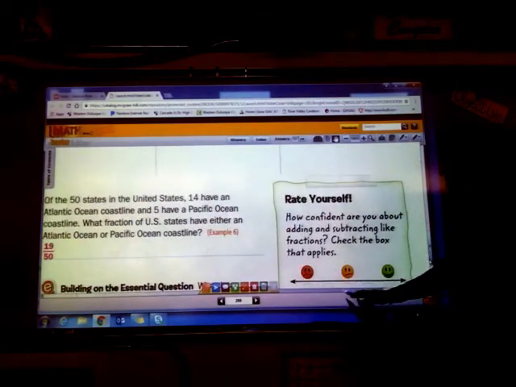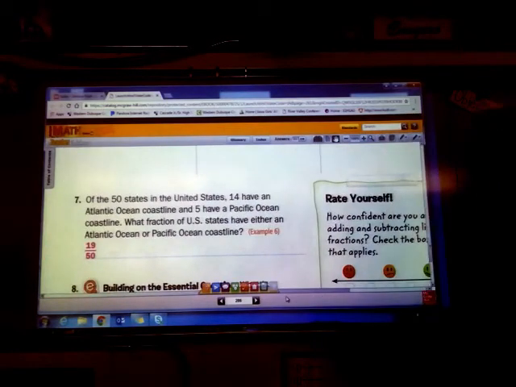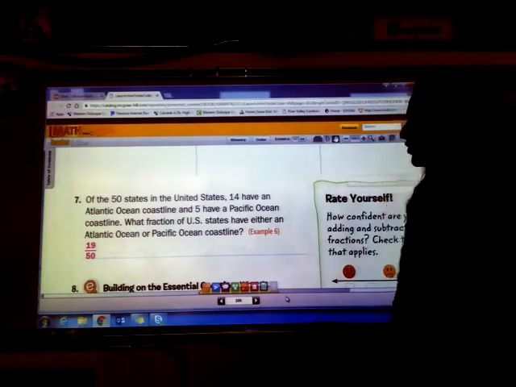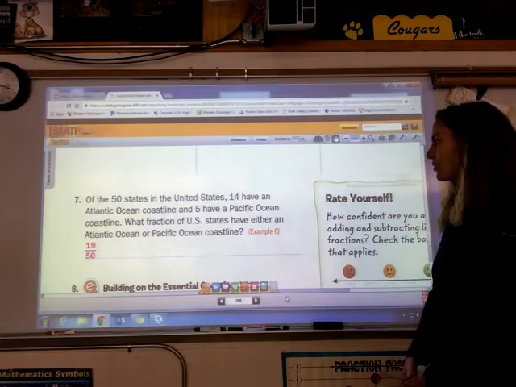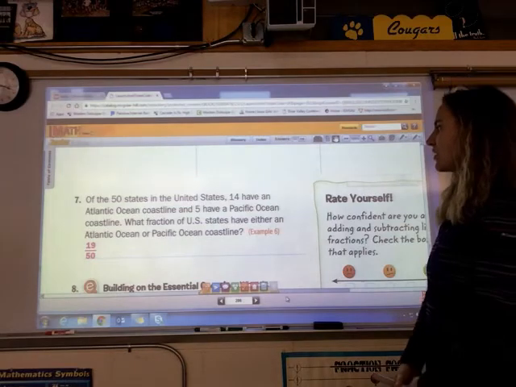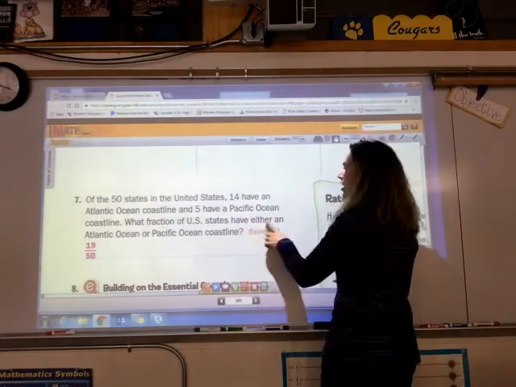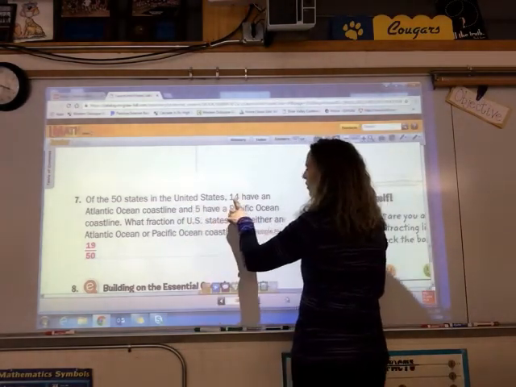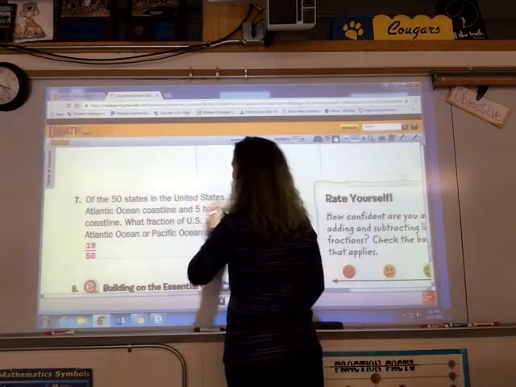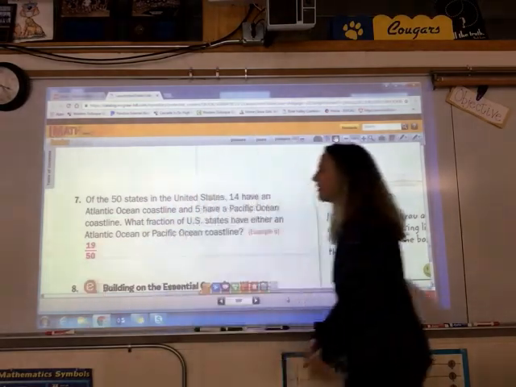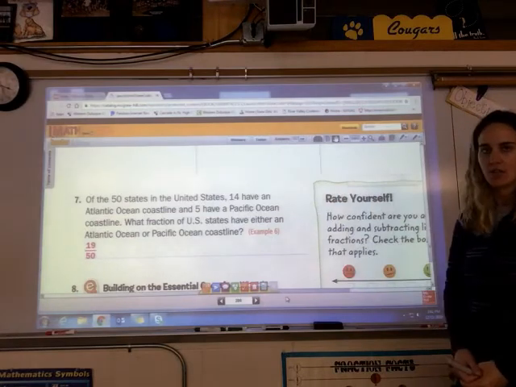And then looking at number 7, deciding what you are going to do. Of the 50 states in the United States, 14 have an Atlantic coastline and 5 have a Pacific coastline. What fraction of the U.S. have either an Atlantic or Pacific coastline? So we're looking at both of these together. So 14 out of 50 plus 5 out of 50, 14 plus 5 would give us 19/50 for an answer.